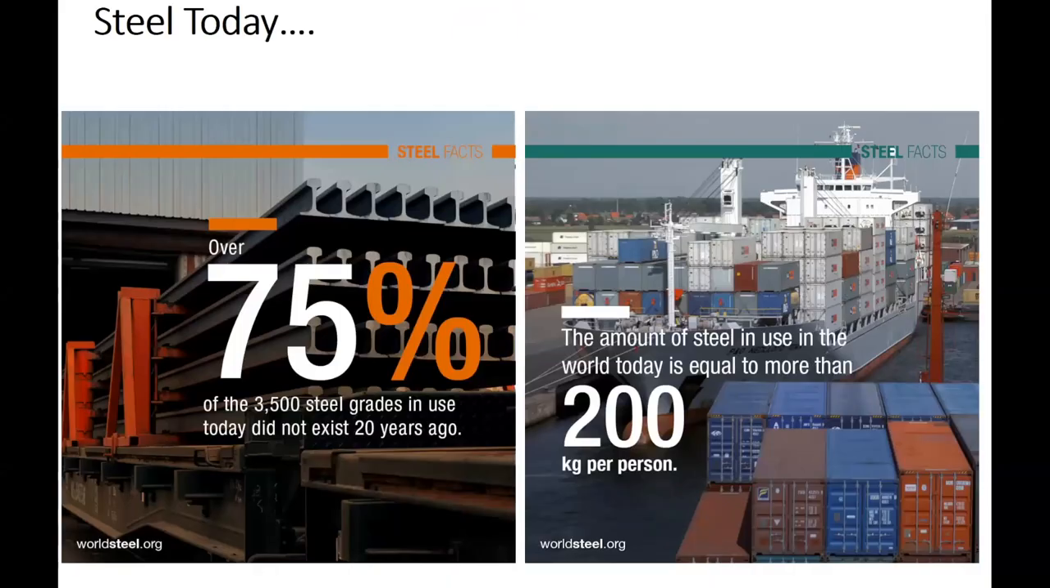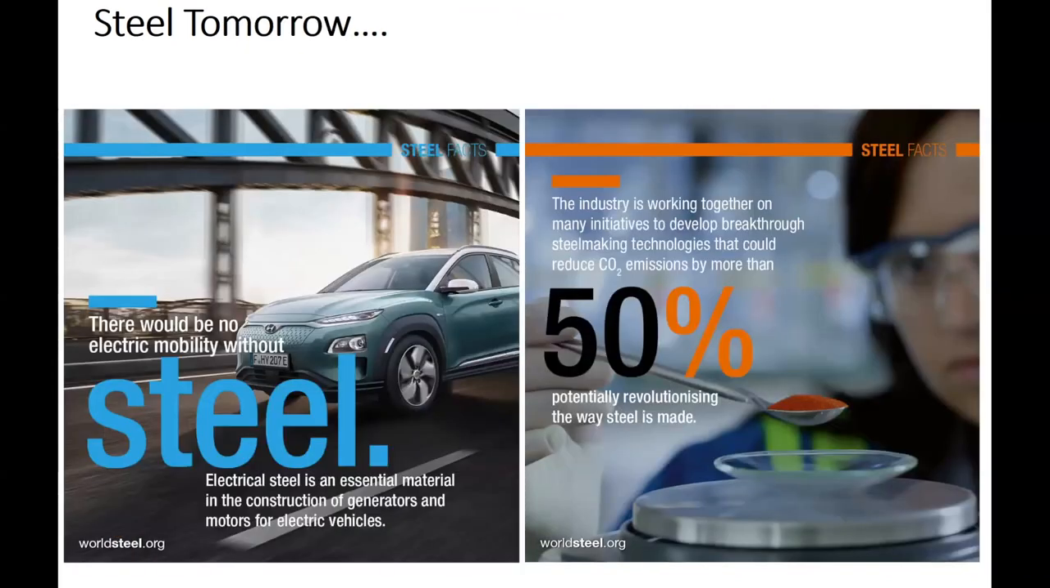Just to give an overview, as everyone knows, steel is very important. 75% of the grades that we use today didn't exist 20 years ago. The amount of steel used globally is roughly 200 kilograms per person. There isn't anything that we use that doesn't incorporate steel. And steel is very important for the future in terms of electric vehicles, in terms of every industry really, but we've got to work to bring down the CO2, and we do that through various technologies, and obviously one of those very important technologies is digital.